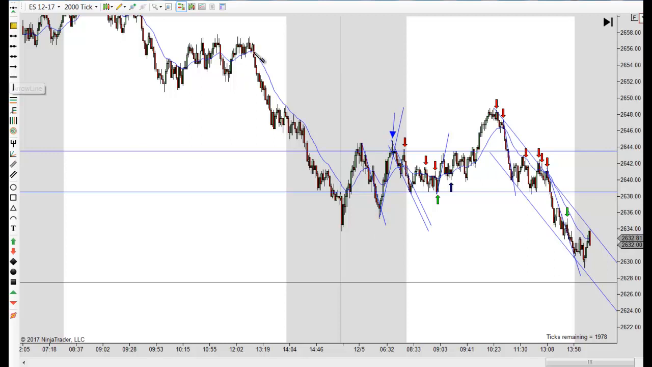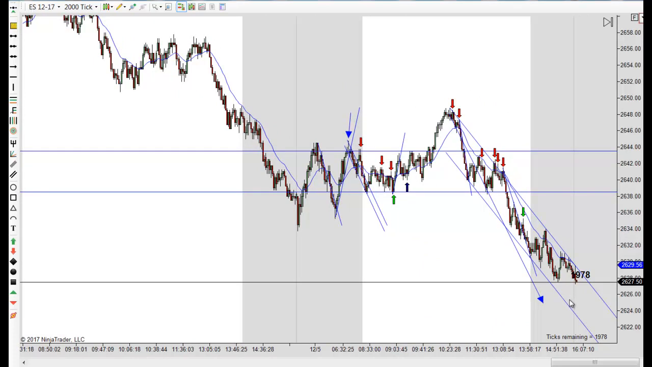Let's just see how close we got to a measured leg. I'd call that the first leg, and there's your second leg. We ain't quite got there. Will we get there? Well, we're close. We may get there before the day's over. Or, actually today is over, but during the overnight we may trade on down to that. But that's pretty close. That would have been a pretty nice target on the way down.